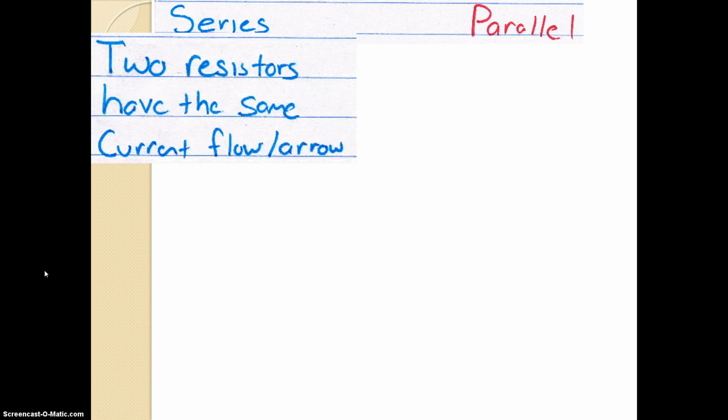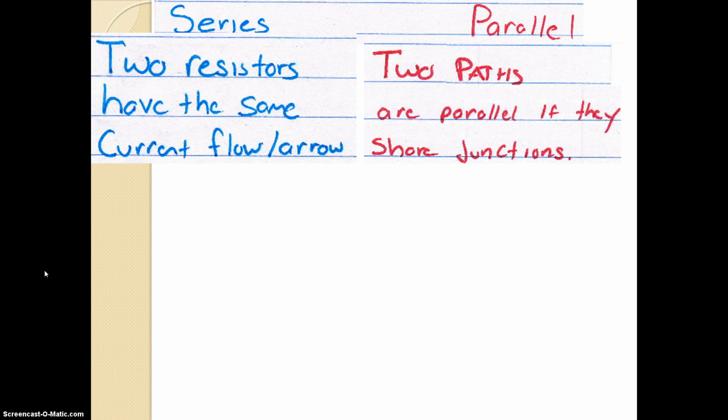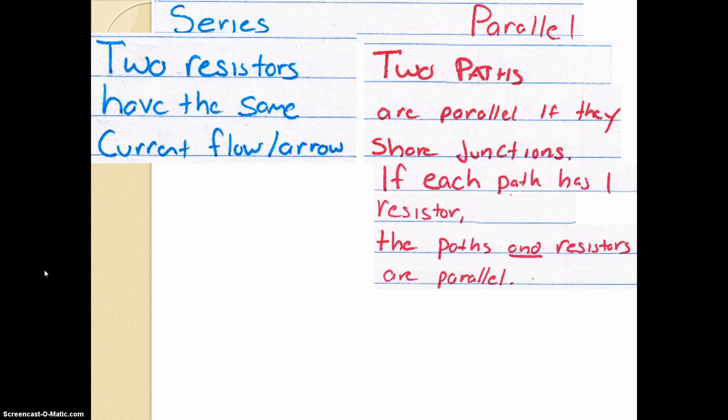The first major difference is that if two things are in series, they have the same current, or flow arrows I taught you to draw. In parallel, two paths are parallel if they share junctions. Remember, junctions are where current splits. So if two paths have the same start and end junction, they're parallel. Now be careful. If each path has one resistor, then the paths and the resistors are parallel. You'll see what I mean, because if one path has two resistors, then you have to combine them into one before you can say it's parallel to another path.